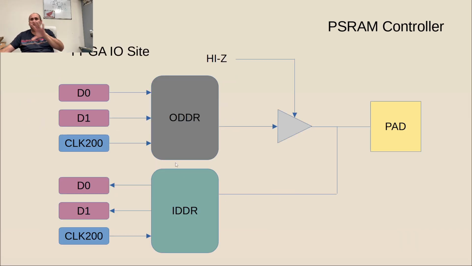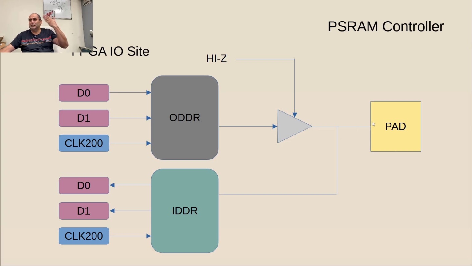Now, this is a simplified view of the I/O site. When I say site, the I/O actually has some logic attached to it. It's not just a pin. So this is the pad, which is the pin of the FPGA. And this is the output. The top side is the output path. So we have this ODDR register where we present the data, D0 and D1, as SDR signals. We present the clock. And here we are going to have the DDR signal.